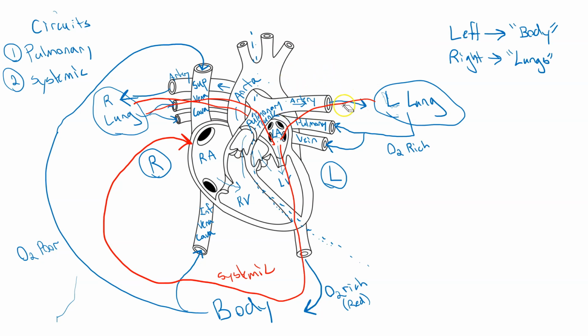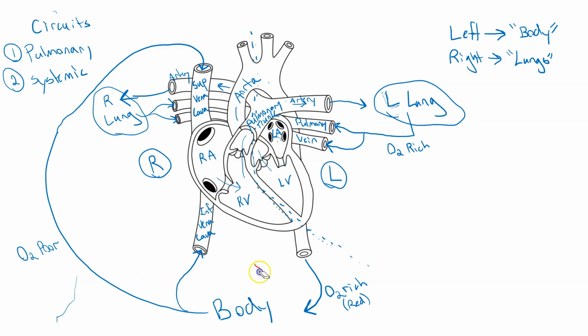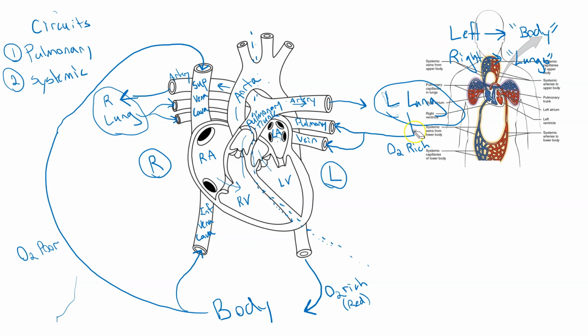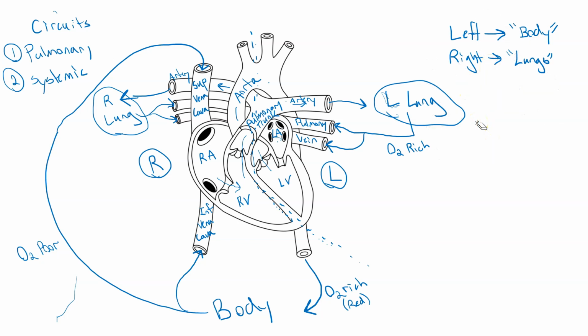A better diagram that shows these circuits is listed in your book, and it's this figure right here. So if you see this figure, this is trying to show you the different circuits. One circuit leaves the left side of the heart and goes to the capillary beds of the upper body and the lower body, and then they send the oxygen-poor blood back, and then from here it goes out to the lungs and then back. So this whole circuit is the systemic. This whole circuit is pulmonary. All right, so that's a little bit about how the heart works.